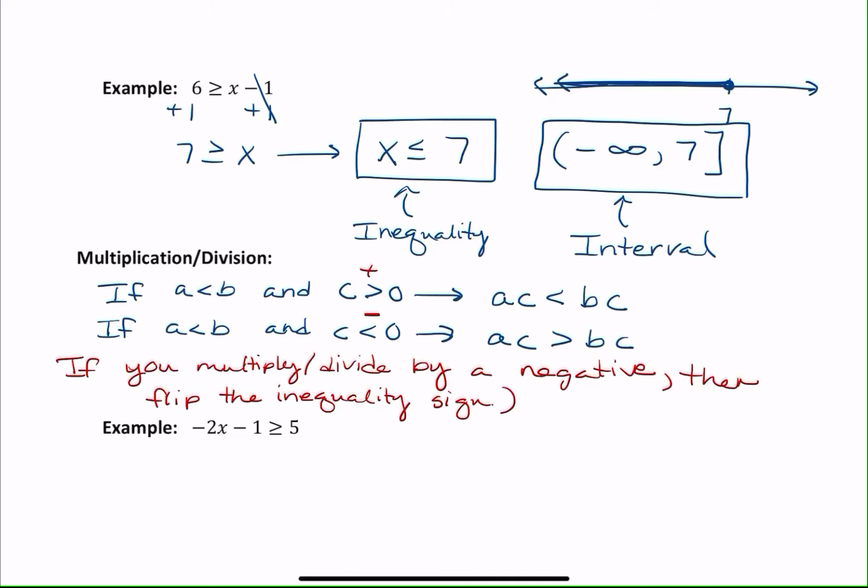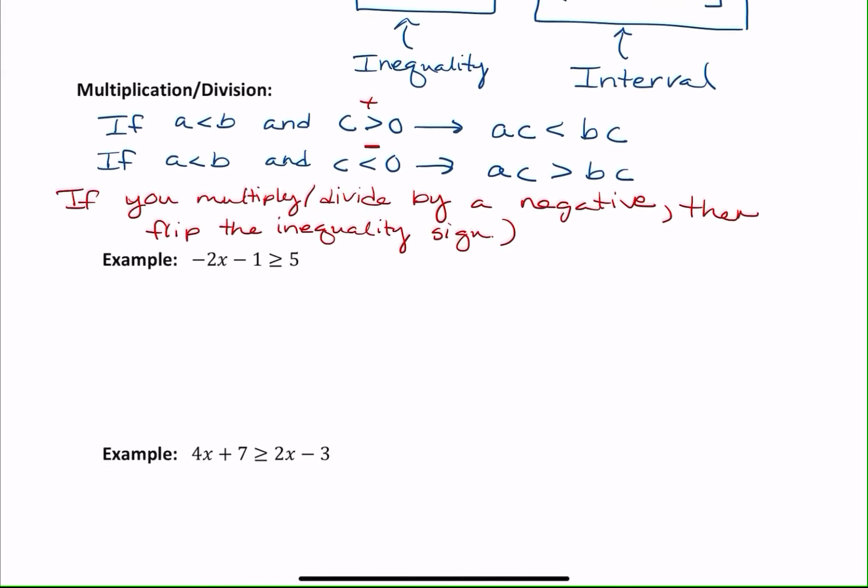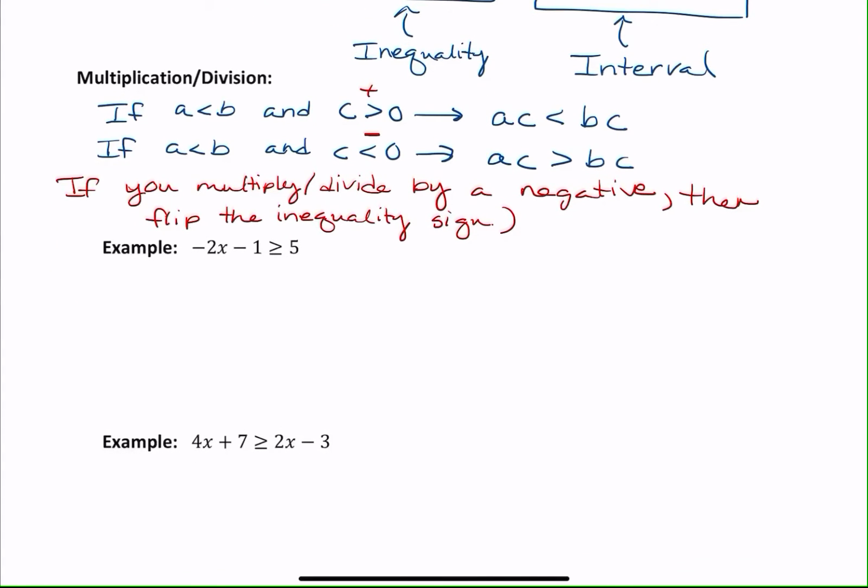Every time. So if you multiply or divide by a negative, make sure you switch the inequality sign around to face the other way. So let's look at this example. If I was going to work this, I would add 1 to both sides, which would give me negative 2x is greater than or equal to 6. And then I'm going to divide by a negative 2.